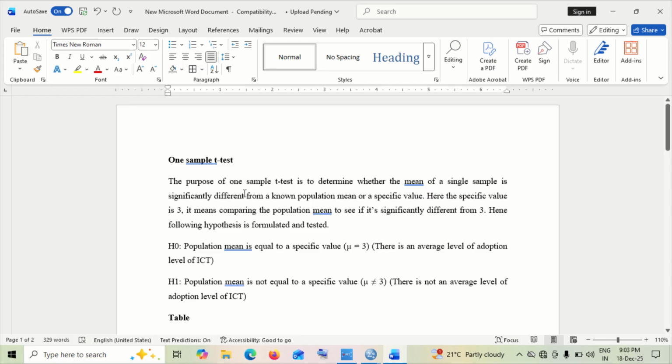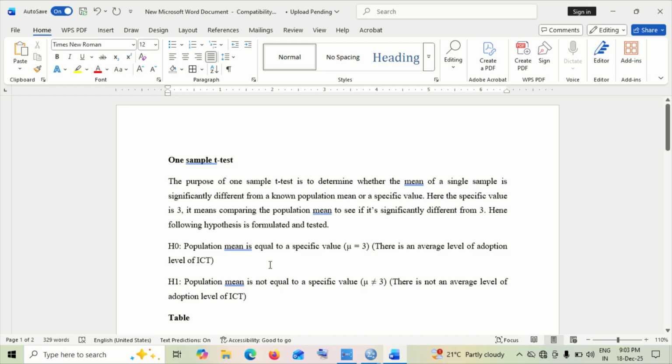The purpose of one sample t-test is to determine whether the mean of a single sample is significantly different from a known population or a specific value. Here the specific value is 3, that is an average. It means comparing the population mean to see if it is significantly different from 3. Hence the following hypothesis is formulated and tested.